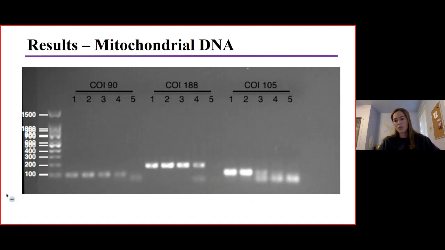And these are the results from the PCR amplifications of the DNA using the cytochrome oxidase subunit 1 genes. So that's the CO1 that you see up here. The numbers next to them just represent different primers that I was using.